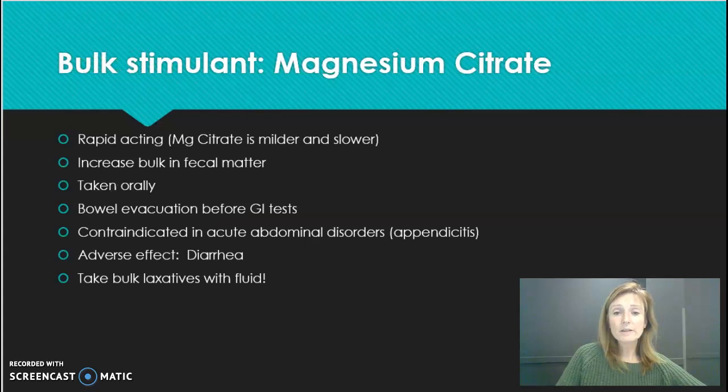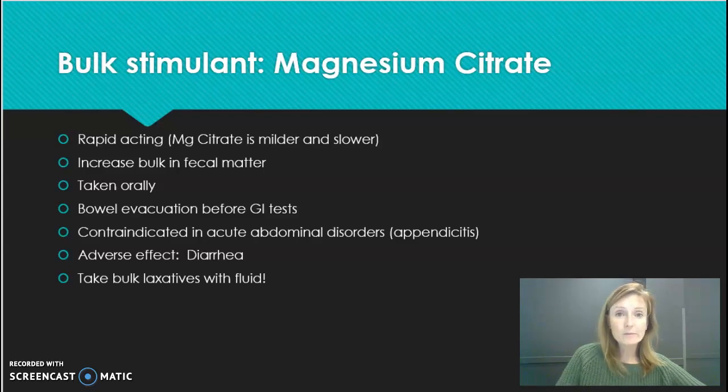The first one, the bulk stimulant magnesium citrate, is a fairly rapid acting laxative, although it is a milder and slower laxative than some of the other ones. Some other drugs you may recognize in this category of bulk stimulants are Miralax, which you can buy over the counter and which we prescribe very often for patients. It's a colorless, odorless powder that creates a bowel movement within 24 hours. And we keep patients on this pretty regularly to maintain good, soft stools.